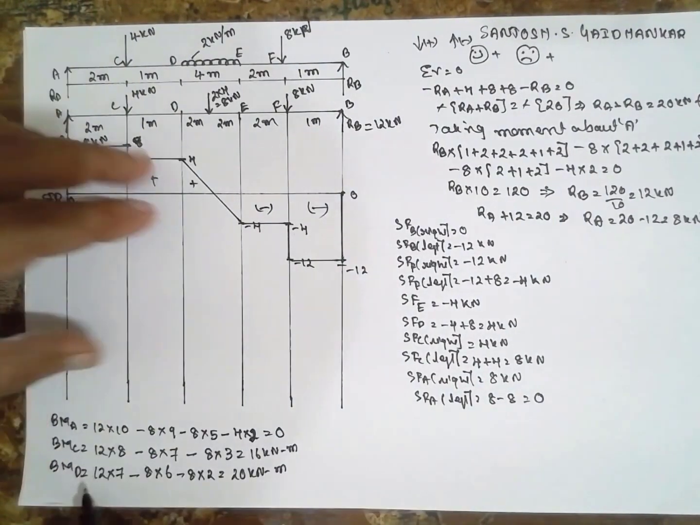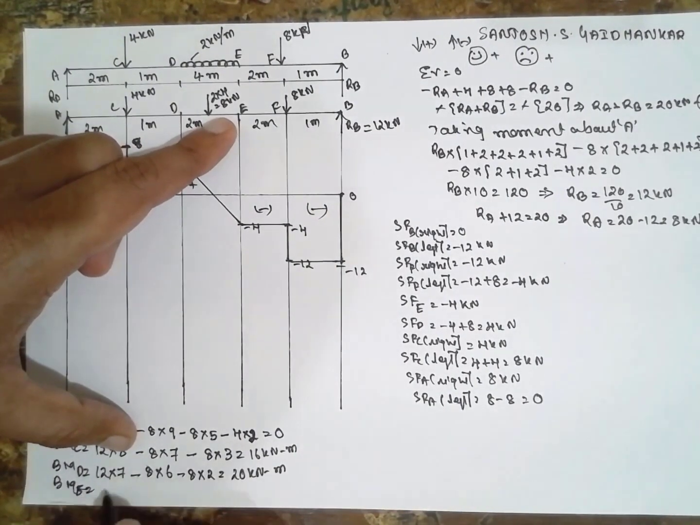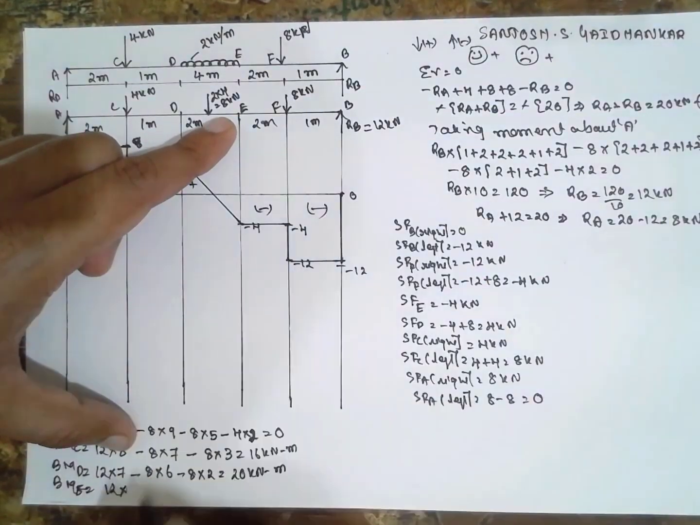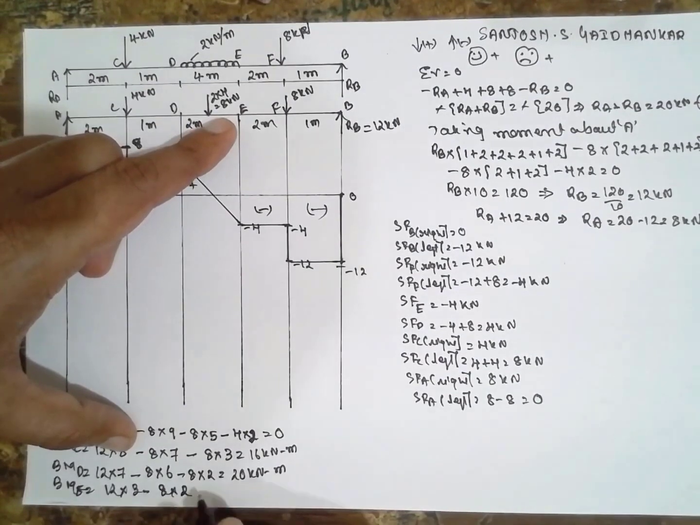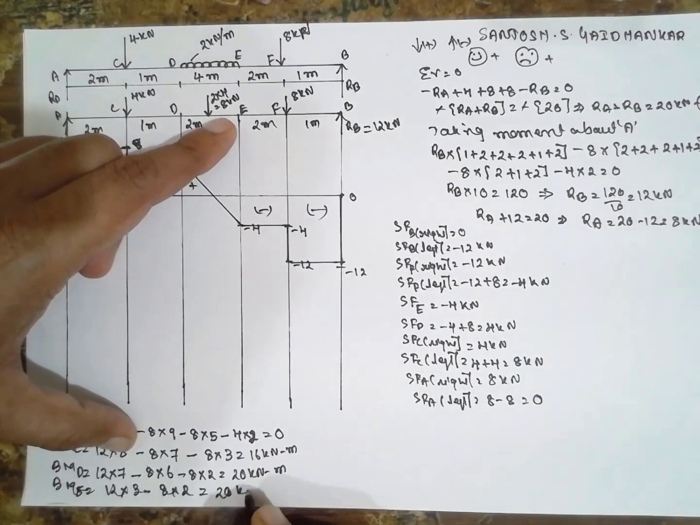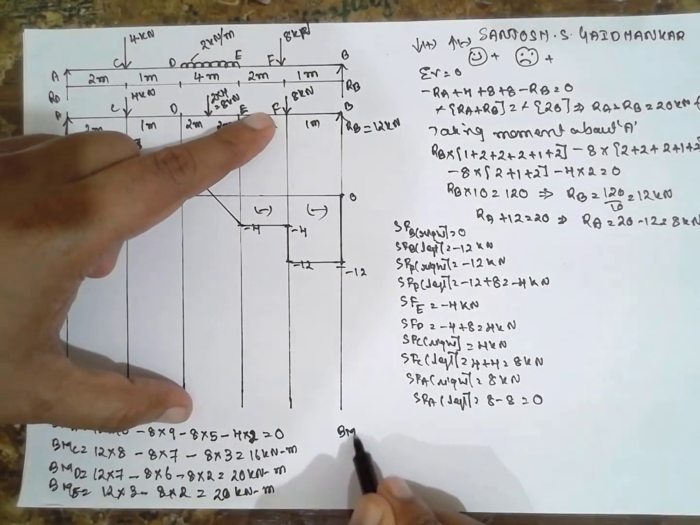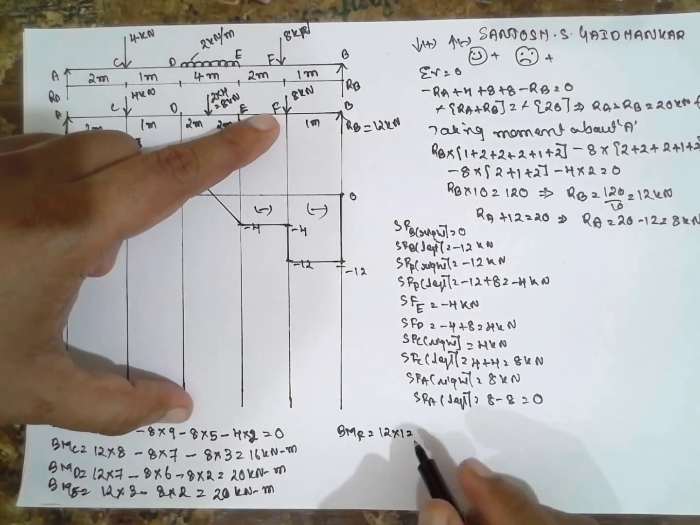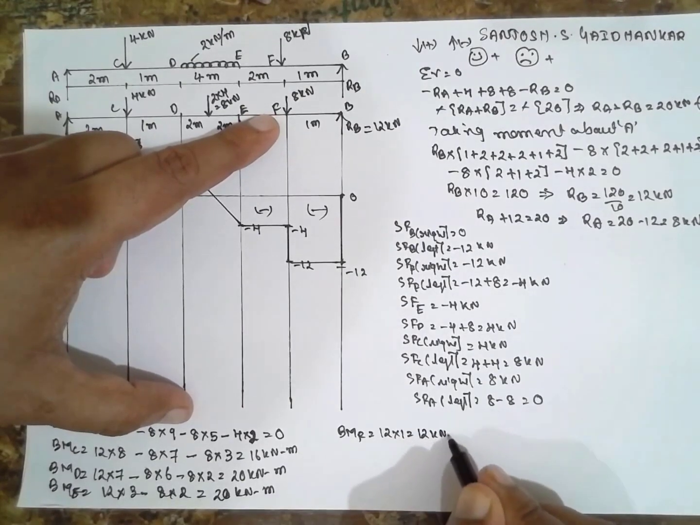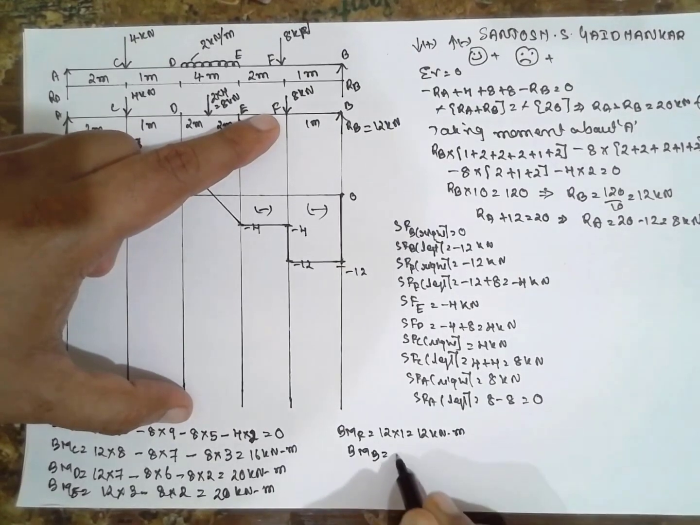Similarly, bending moment at E: 12 into 3 minus 8 into 2. Answer is 20 kilonewton meter. Bending moment at F: 12 into 1, that is 12 kilonewton meter, and bending moment at B will be 0.